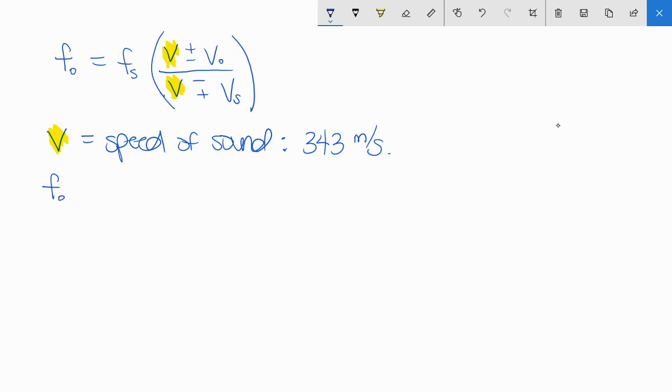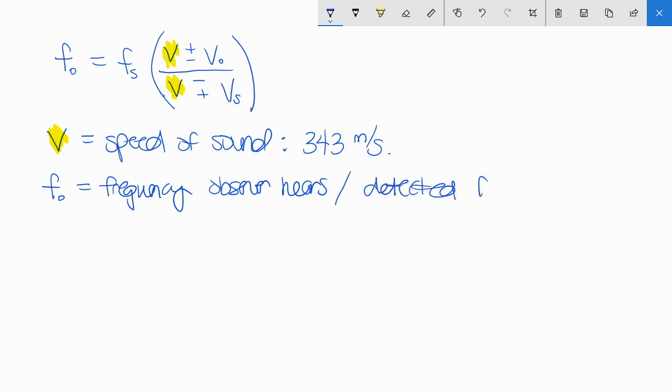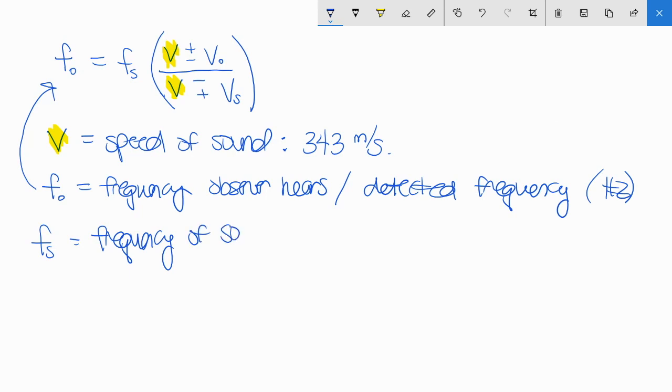F_O, that means frequency of the observer. So this is the frequency the observer hears. Sometimes you'll see this as detected frequency. And this is in hertz. Okay, that's this thing right here. F_S is the frequency of the source. This is the actual frequency. So this is the horn, let's say sirens, or a screaming person who's walking by you, maybe, I don't know. Okay, that is also measured in hertz. Okay.